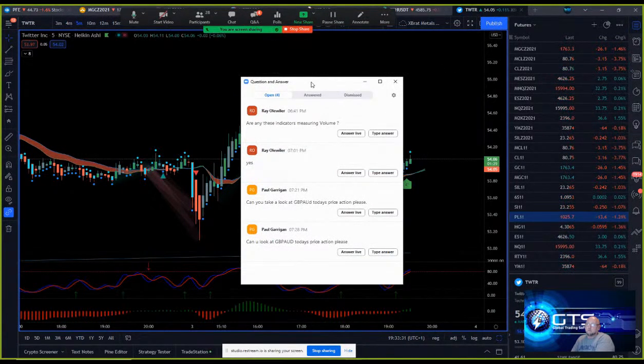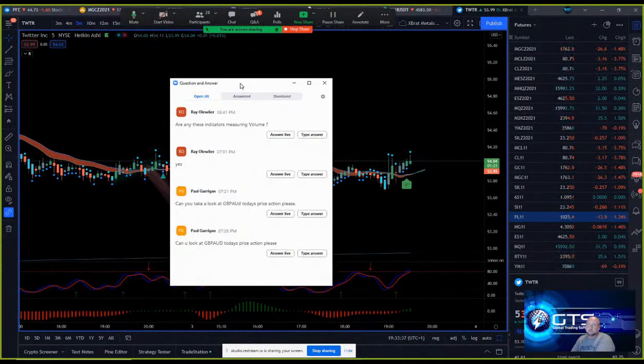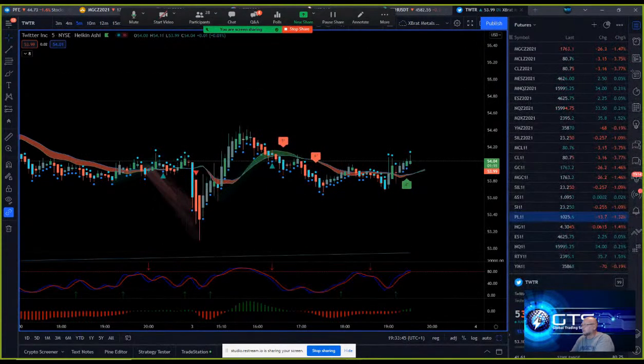A lot of them will measure volume. The manager definitely measures volume, okay? The XBrat Algo doesn't. Obviously, the volume is half the picture when you are looking at, so Ray, the manager looks at volume.